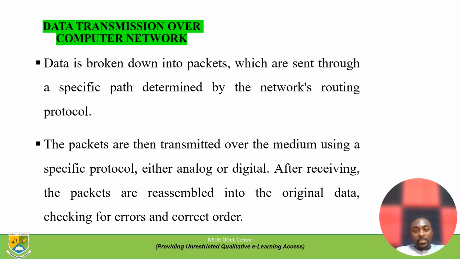So usually data is broken down into packets, which are then sent through a specific path determined by the network's routing protocols or rules. The packets are then transmitted over the medium using a specific protocol, which could either be analog or digital. After receiving the message, the packets are reassembled into the original data, and then errors are checked, and if there are errors, they are then arranged and corrected in the same order.